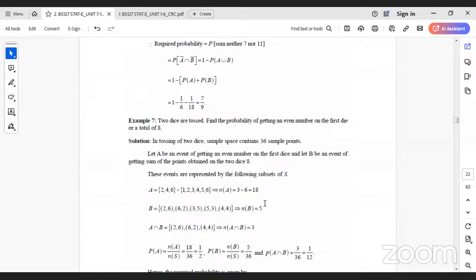Two dice are tossed. Find the probability of getting an even number on the first die or a total of 8. In tossing two dice, the sample space contains 36 points. Let A be the event of getting an even number on the first die and B the event of getting a sum of the points obtained on the two dice equal to 8.